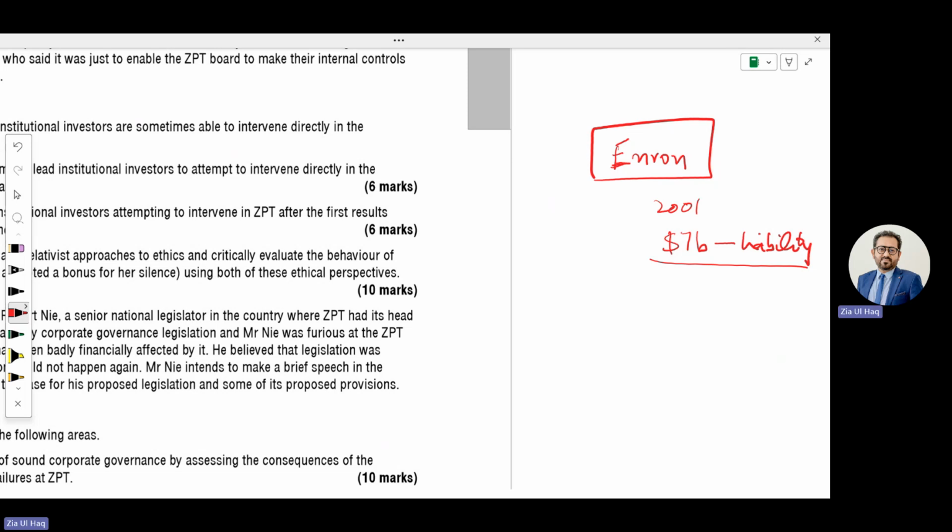While preparing financial statements, they omitted a $7 billion liability from the financial statements. Why? To show a strong position of the company. Because if assets are more and liabilities are less, the company will have a strong financial position. So this will help to attract more investors towards the company.